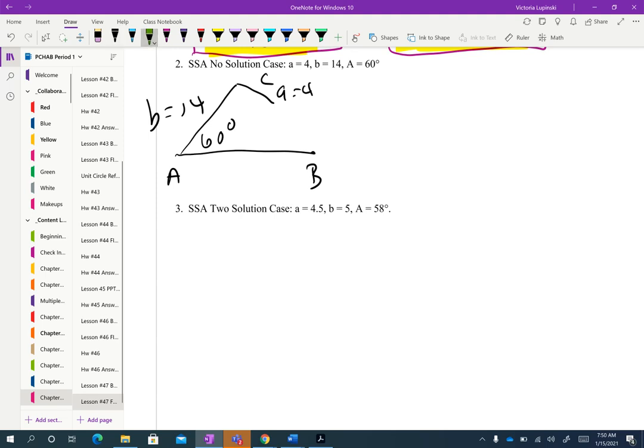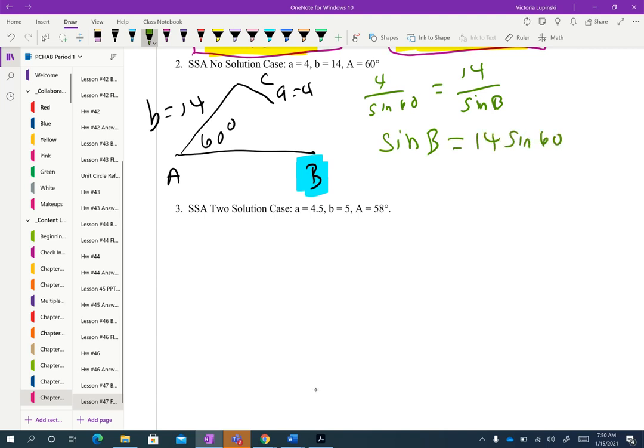If we were going to try to just solve this, again, we'd be solving for angle B. So we would go ahead and set up our law of sines, which would be that 4 over the sine of 60 is equal to 14 over the sine of B. Cross multiply and divide, and you would get that the sine of B is equal to 14 sine of 60 over 4.